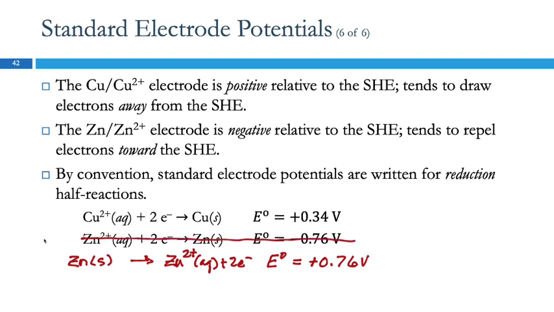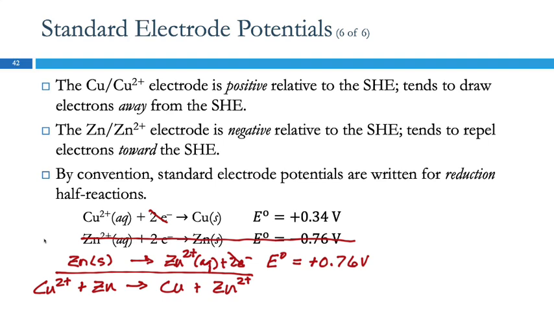And now we're going to add these two equations. We see the electrons cancel out. And the cell potential is the sum of those, which is positive 1.10 volts.